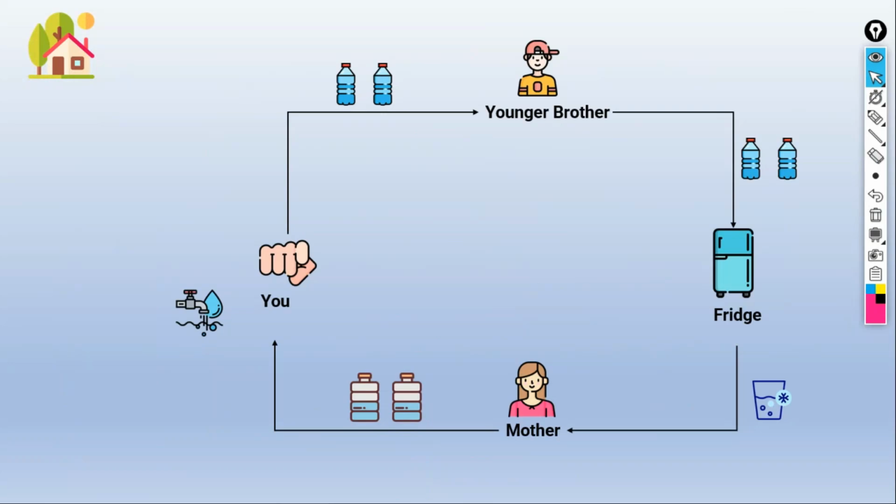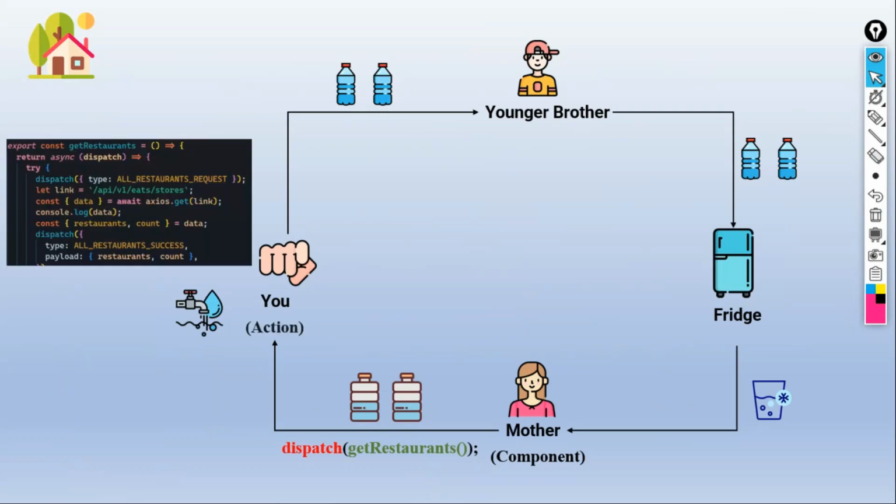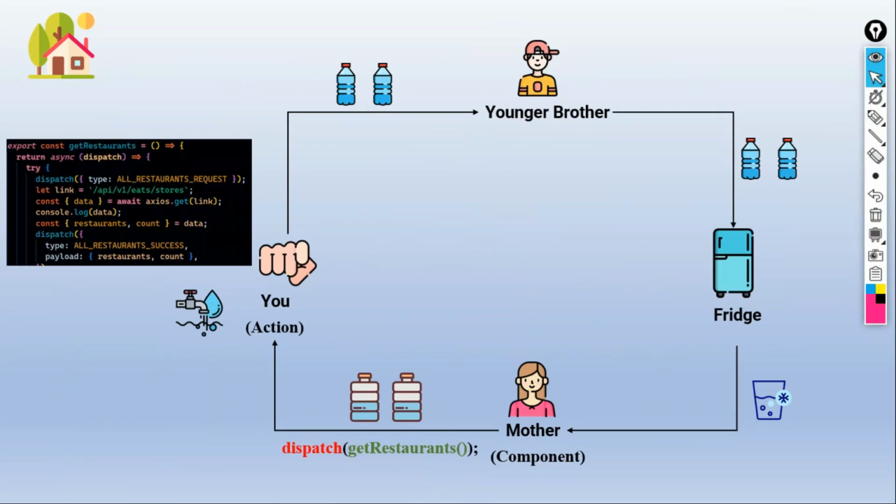Correct. So what happens? Suppose your mother is a component. She is giving you an event to do what? Event means she is asking you to fill the bottle. Now what you did is that you asked your younger brother to do it on your behalf. So you actually pass the action to your younger brother. You got an order, you told your younger brother to do this thing, you passed an action to him.